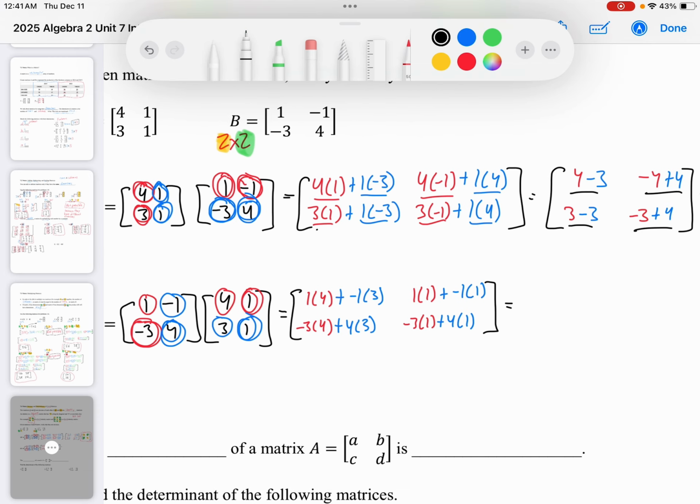Okay, so now we can go through and do our multiplication. We've got 1 times 4, which is 4. And negative 1 times 3 would be minus 3. Then I have 1 times 1, which is 1. Negative 1 times 1 would be minus 1. Going down, negative 3 times 4 would be negative 12. 4 times 3 would be positive 12, so plus 12. And finally, negative 3 times 1 is negative 3. And 4 times 1 would be a plus 4.